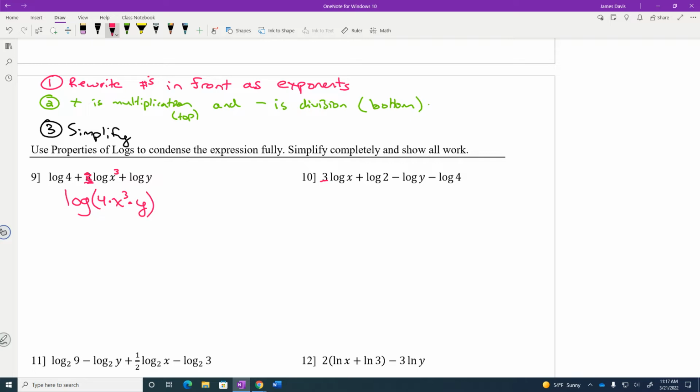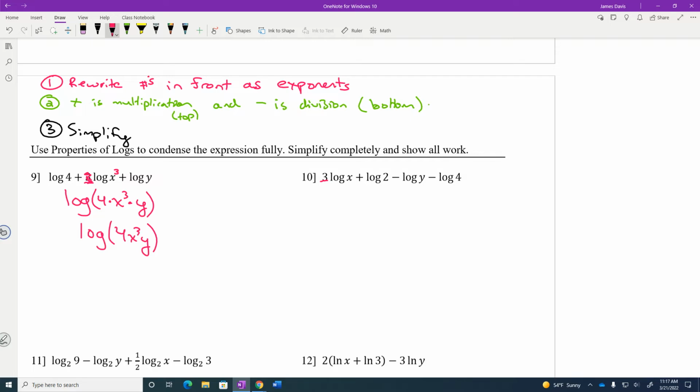And you don't even have to write the times symbols if you don't want to. I would just rewrite it then as log of 4x cubed y. And that's our answer. It should be in parentheses. It's just good notation to write in parentheses. If there's more than one term, it should be written in parentheses.